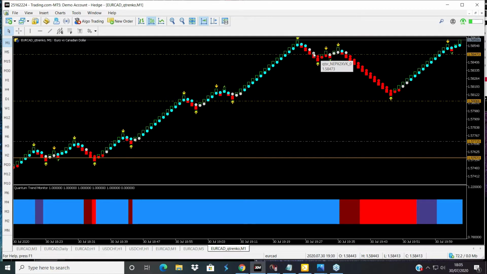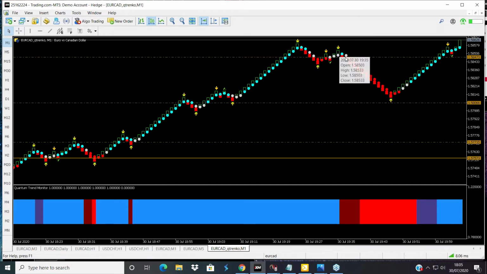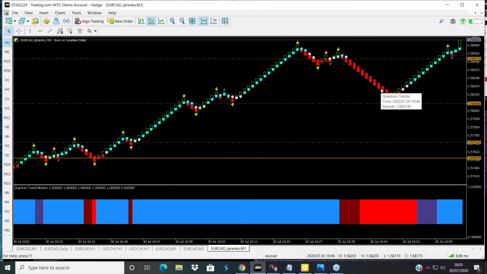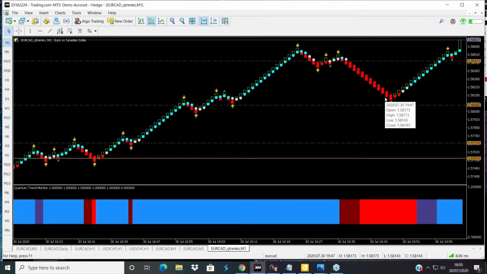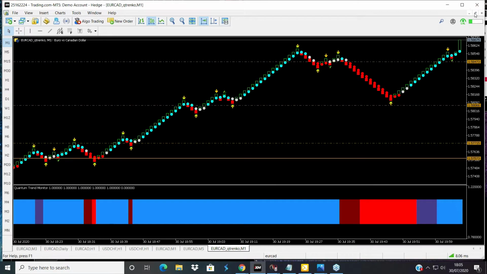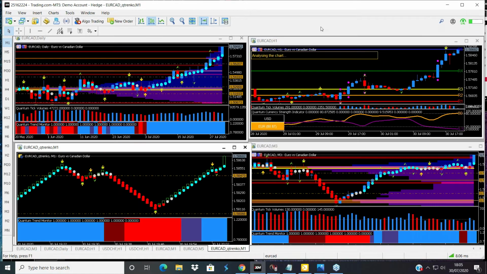It pulled back. The trend dots did change. They did go to red, and in fact, we did have this minor correction here. Maybe that was enough for someone that was possibly on a very, very fast time frame. So I have the Renko on the MT5.